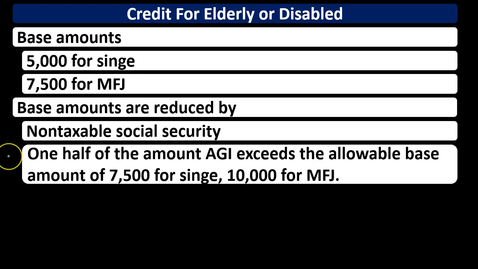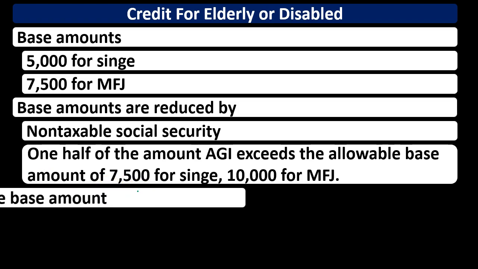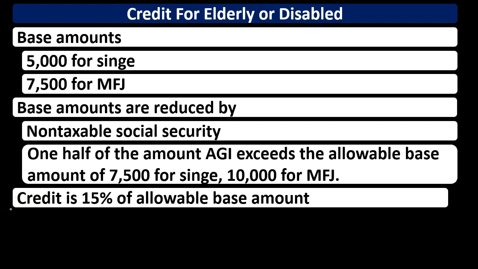1/2 of the amount of the adjusted gross income exceeds the allowable base amount, these being possibly different allowable base amounts for this calculation. So once again, 1/2 of the amount of the adjusted gross income that exceeds the allowable base amount of $7,500 for single, $10,000 for married filing joint. And then we have the credit is 15% of the allowable base amount.